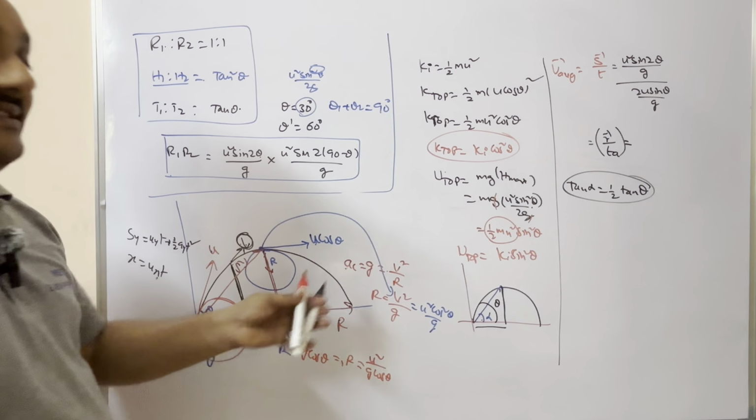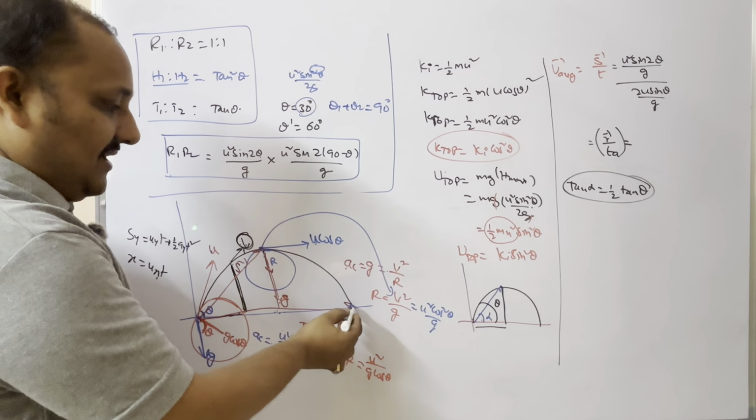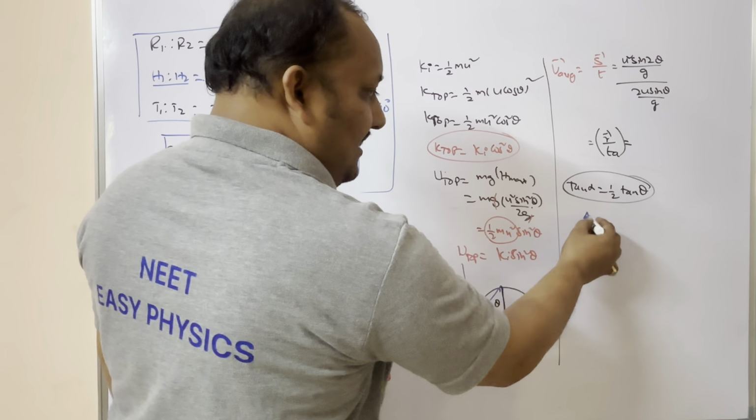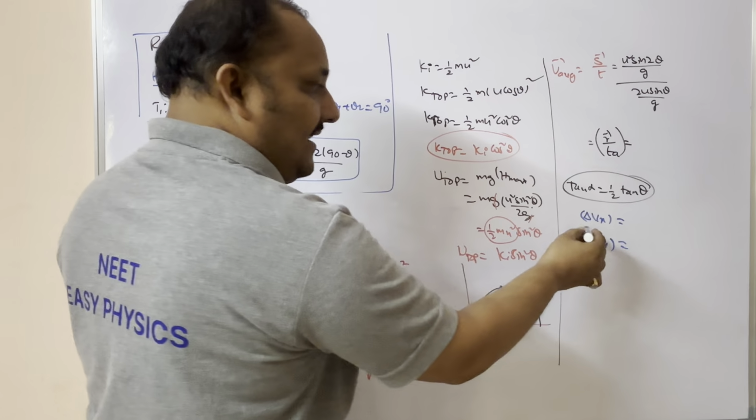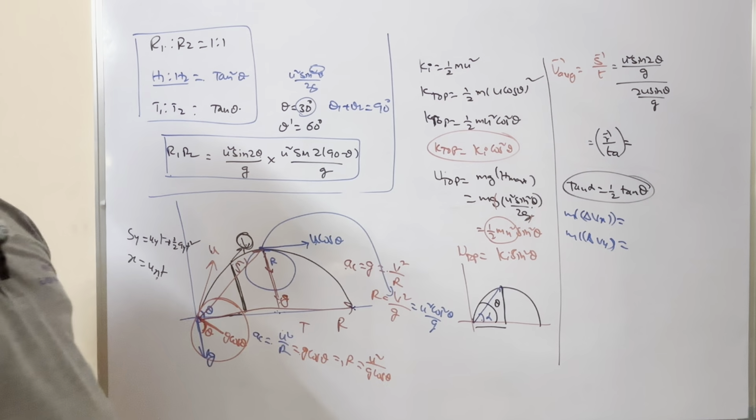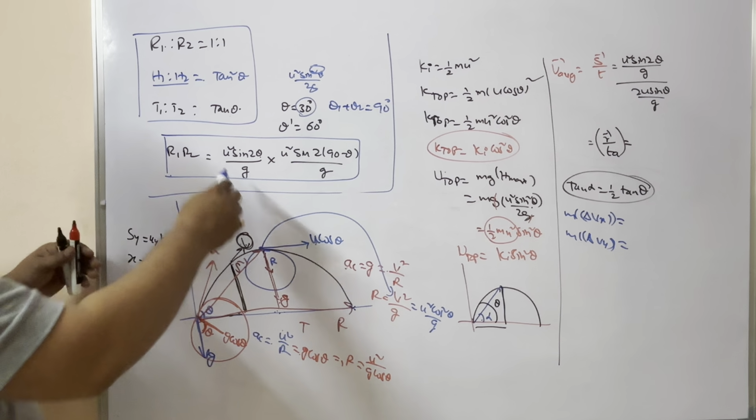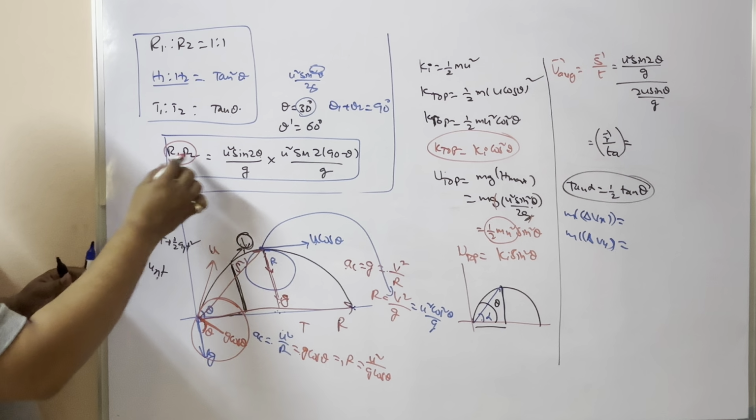Next, they will ask the change in momentum whenever a projectile is projected. So what is the change in momentum after reaching here? We already discussed the change in velocity. If you find the change in velocity along the y-axis and multiply it by mass, that is the change in momentum. Like this, they are going to ask questions. Just multiply. So these relations are also very important.